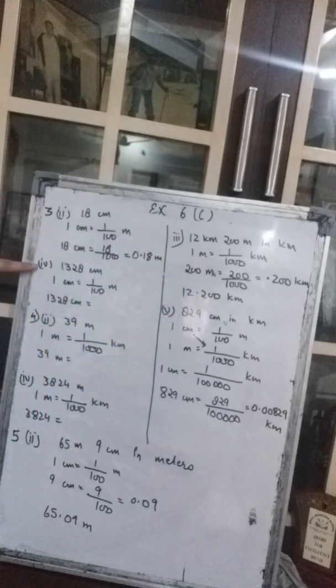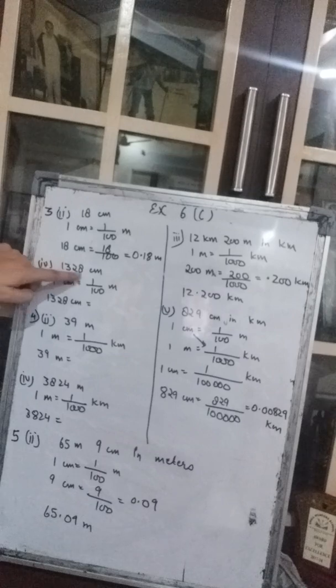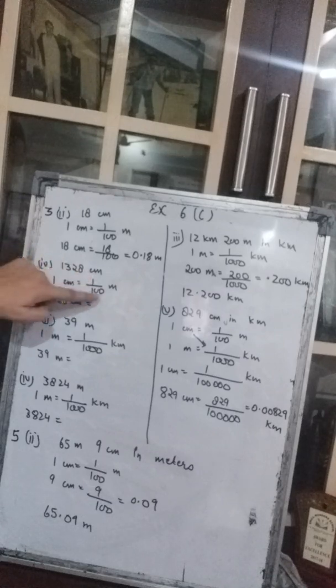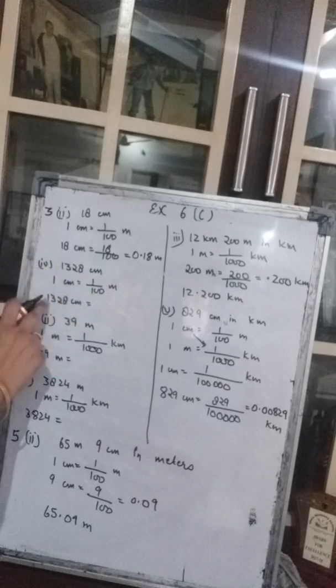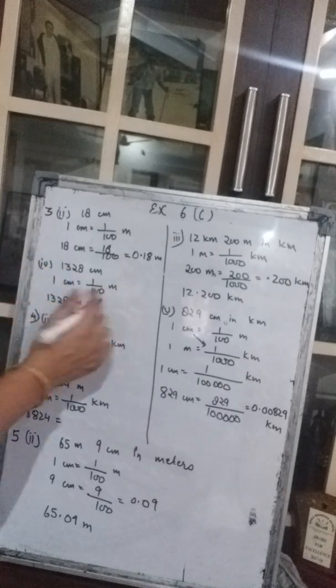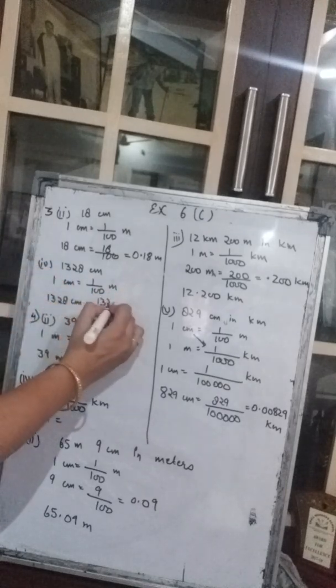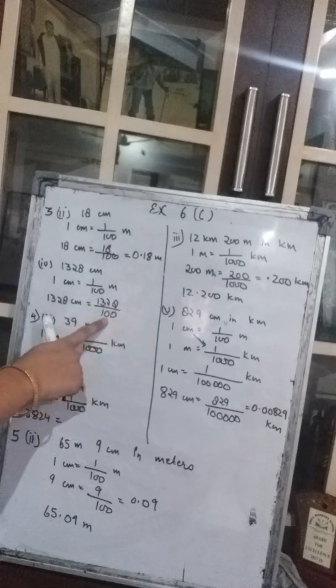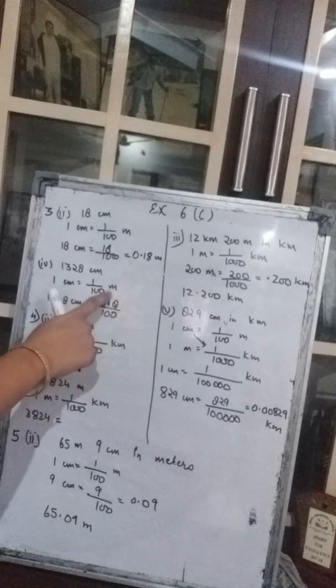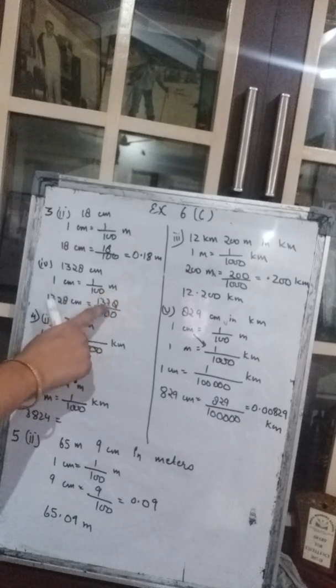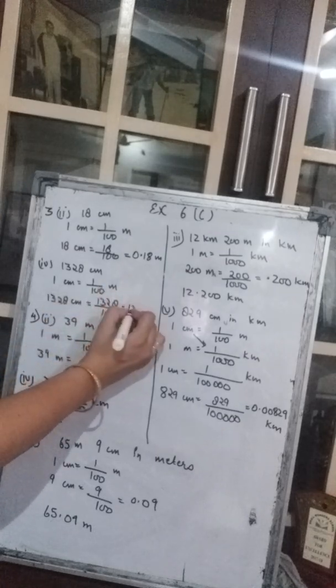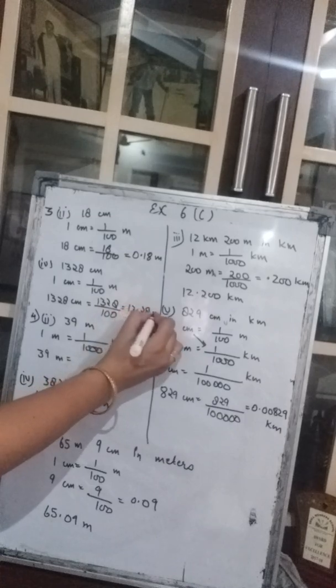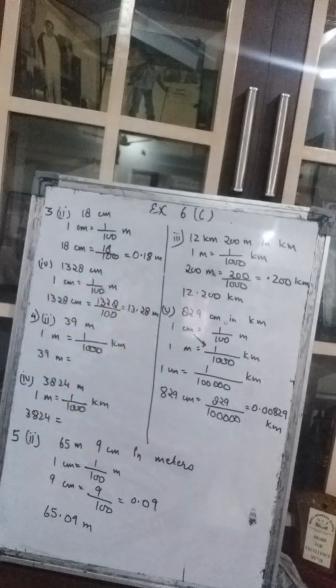Okay, now the fourth part. It says 1328 centimeter. Again, 1 centimeter is equal to 1 upon 100 meter. So 1328 centimeter will be equal to this much upon 100. Now count the number of zeros. 2 zeros are there. So decimal will come before the 2 digits. So it will be equal to 13.28 meter. Clear?